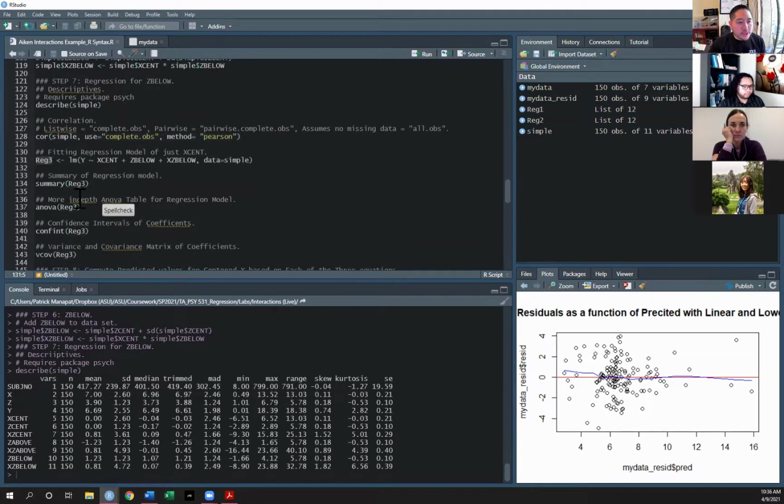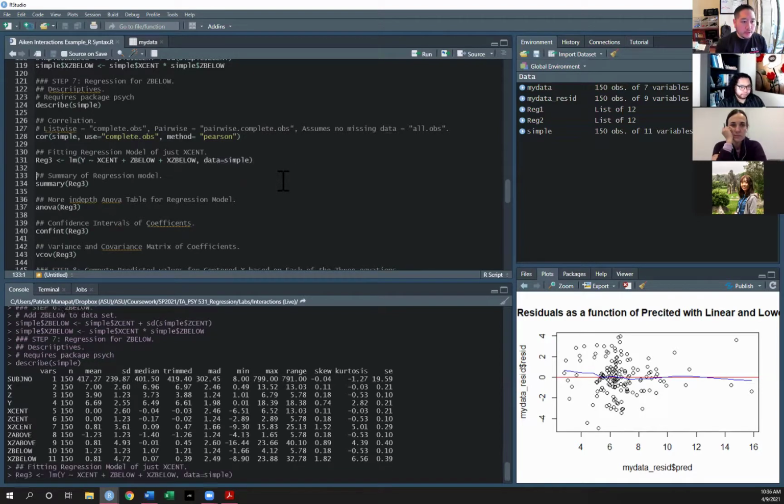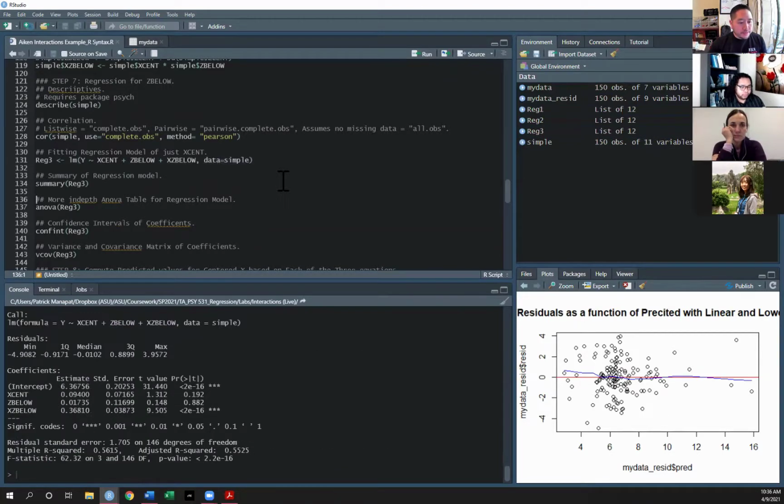So in this, I'm going to create a new object called reg3, and this will be a model predicting y from our x-centered variable, our new z below variable, and the new interaction xz below. Remember that the data set is the simple data set. I'll go ahead and run that and request a summary. And then here we get our simple regression slope, and then our intercept, and then we get our standard error. This is the correct standard error. And then our p-value, which this time is greater than 0.05, so it's not significant.